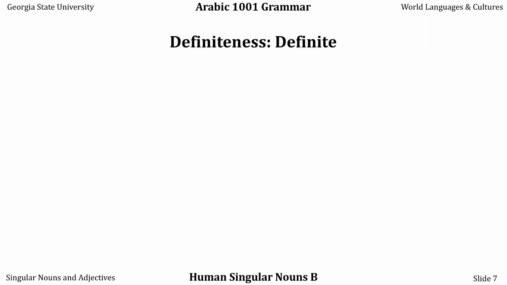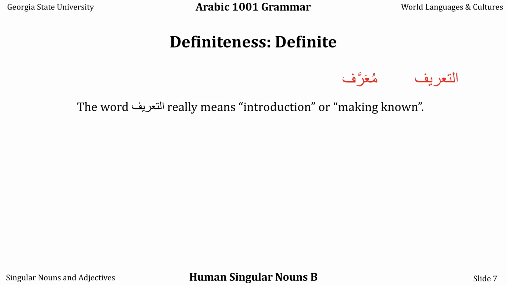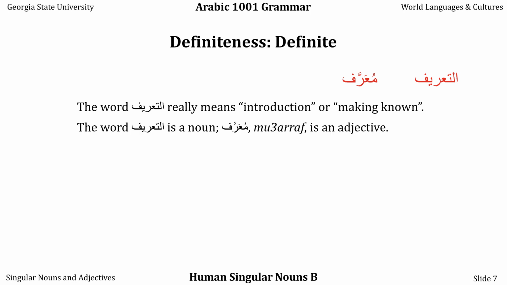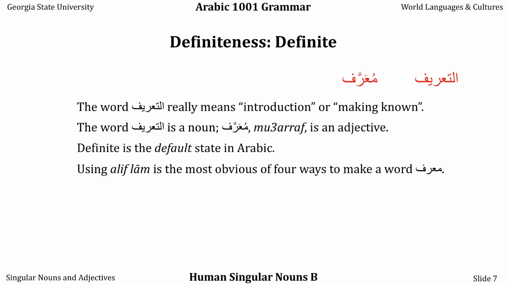Let's take another look at the concept of definiteness, at-ta'rif in Arabic. A word that is definite is mu'arraf. The word at-ta'rif really means introduction or making known. The word at-ta'rif is a noun. We'll often use the adjective mu'arraf to indicate a word that is definite. Definiteness is the default state in Arabic. If we don't have a good reason to make a word indefinite, we leave it definite. Using alif lam is the most obvious of four ways to make a word mu'arraf or definite. We will talk about the other three in a later lesson.